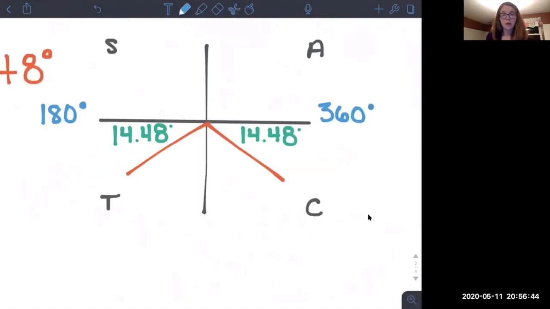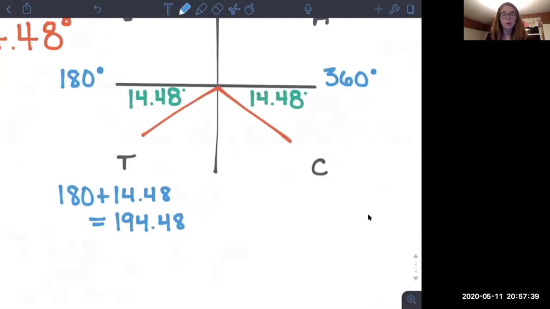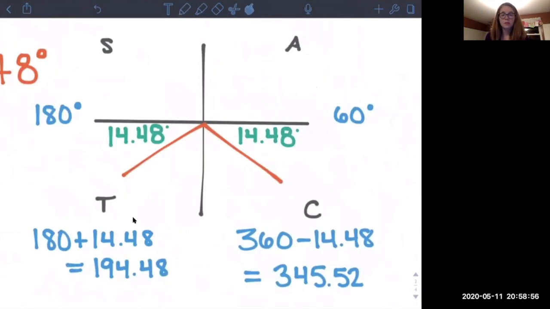If we remember that the negative side of the x-axis is 180 degrees, then we can see that the third quadrant angle is a little bit past that. So it would be 180 plus 14.48, which gives us 194.48. Then in the fourth quadrant, we can see that angle is a little bit lower than 360. So we can do 360 minus 14.48 to get our fourth quadrant answer, and that gives us 345.52. So we can write our final answers.